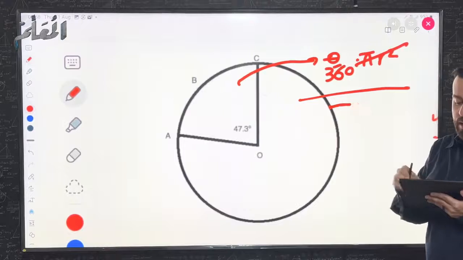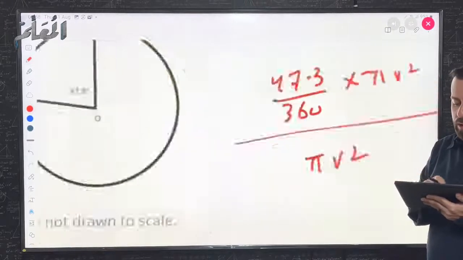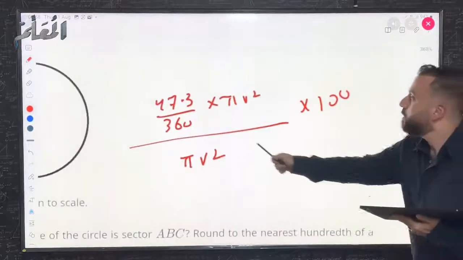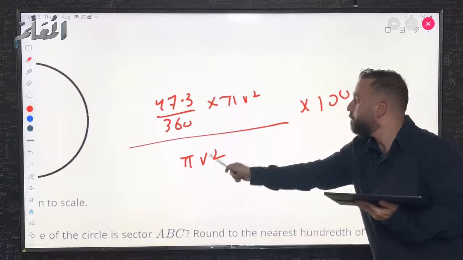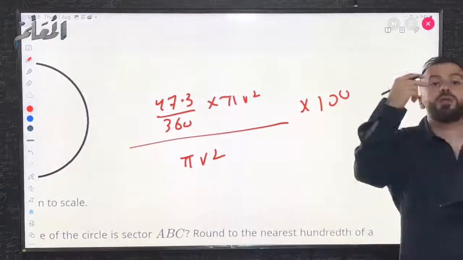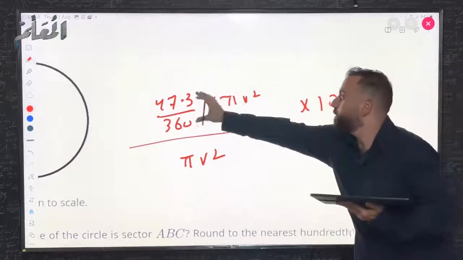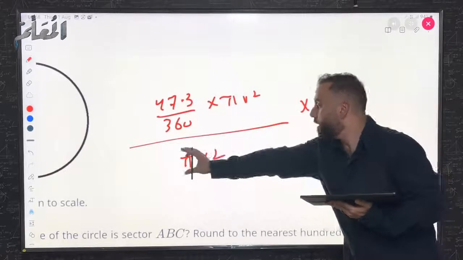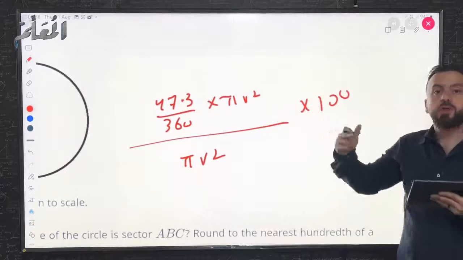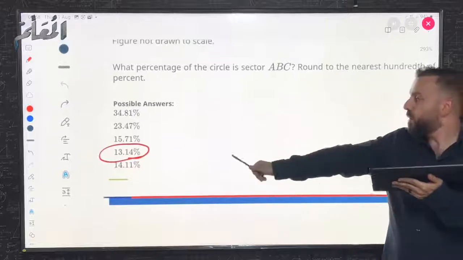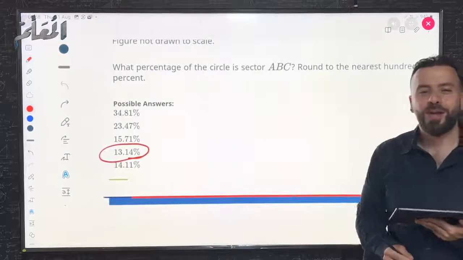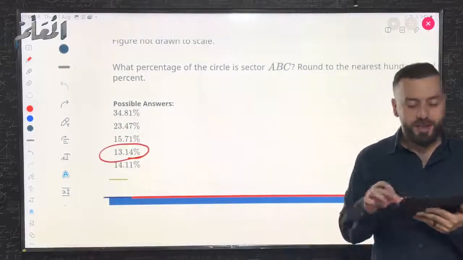And we can calculate now. So 47.3 over 360, of course the pi r squared cancels with pi r squared, times 100 to turn it into a percentage. The sector divided by the area, times 100, gives the percentage. So in this case I get 13.40%. This is the end of the circles.